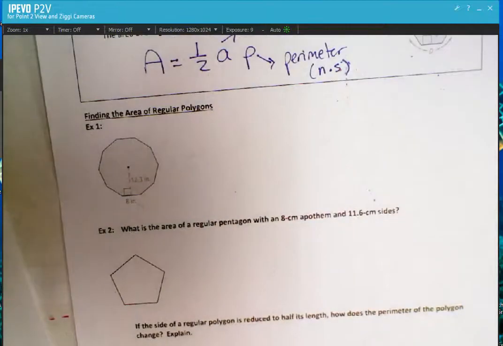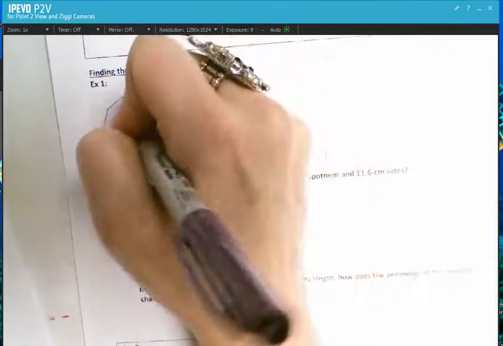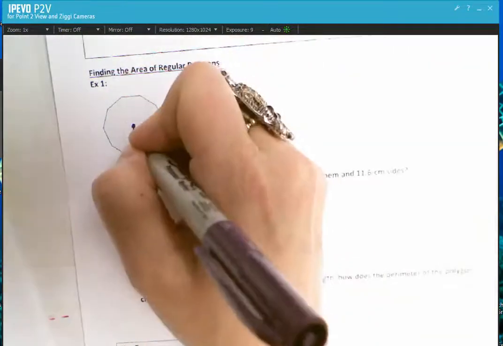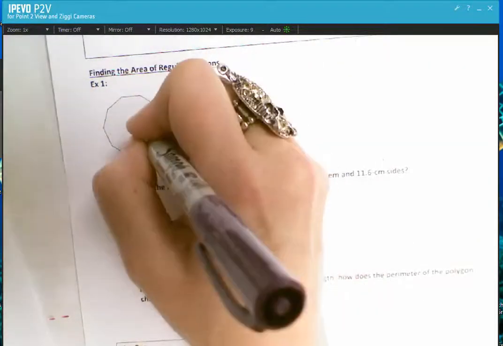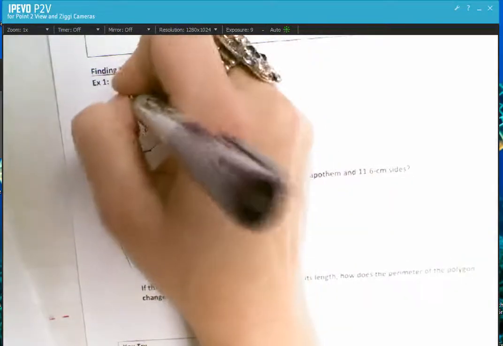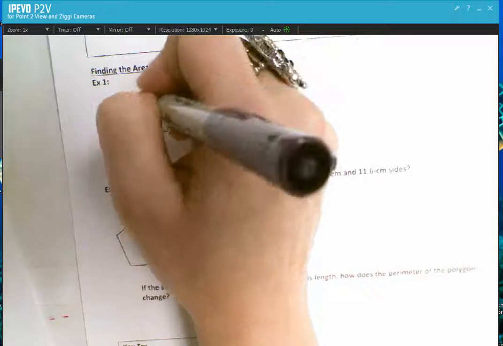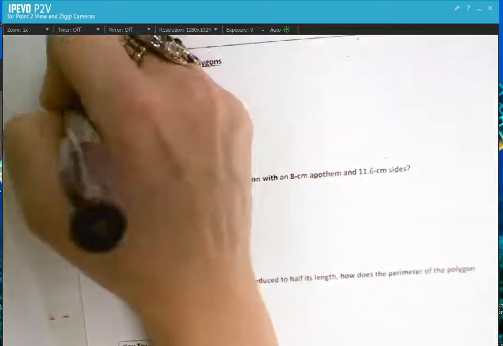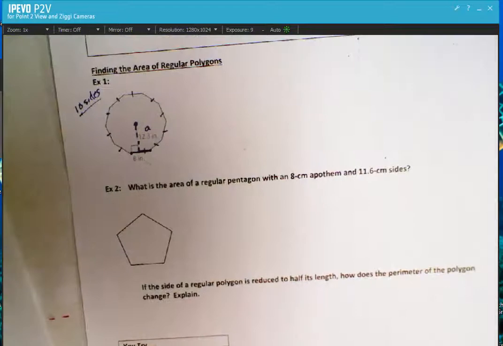So let's take a look at how we can use this. We want to find the area of a regular polygon. We are given the segment from the center perpendicular to the side. That's the whole side, so that must be my apothem. And let's figure out how many sides we have. 1, 2, 3, 4, 5, 6, 7, 8, 9, 10. I always put my congruence marks on there because it makes it easy to count how many sides are in the polygon, and it's regular, so we know they're congruent anyway.